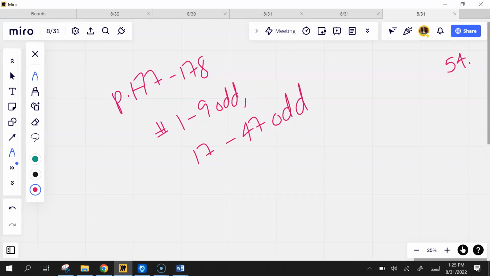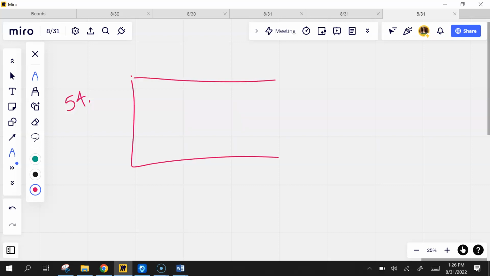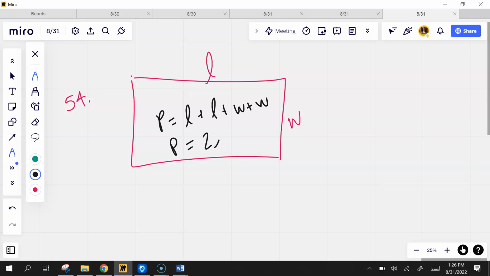So 54 was actually kind of fun. Let's think about a rectangle. This is the length and this is the width. Do you agree? How do you find perimeter? Add all the sides. Length plus width plus width. So this is going to be 2 times length plus 2 times width. Agree or disagree?